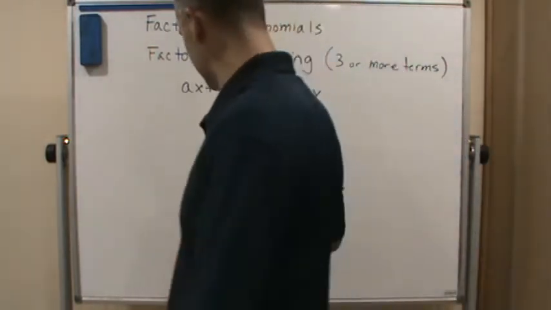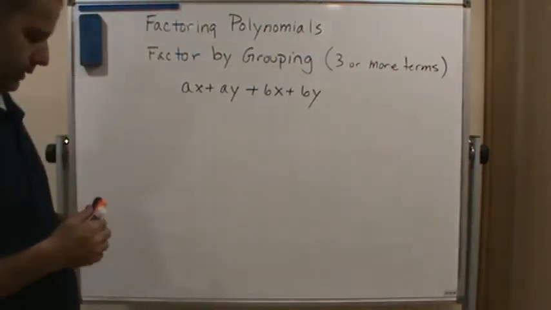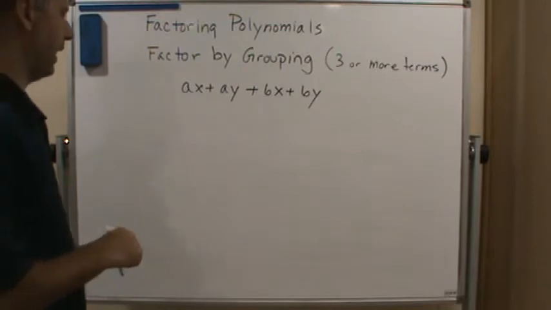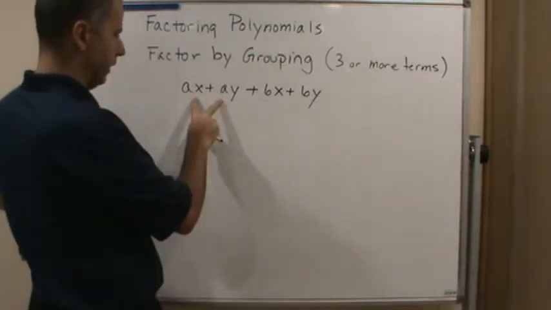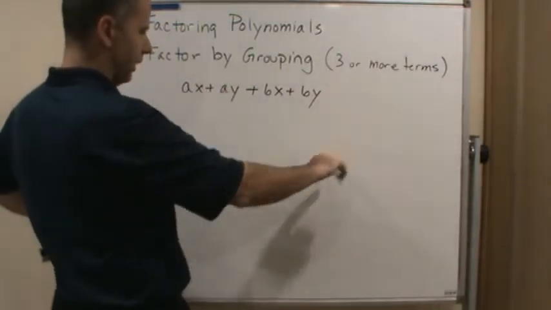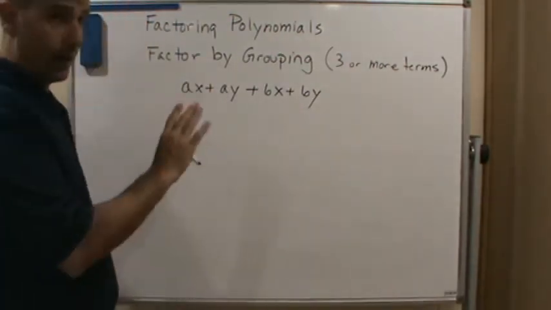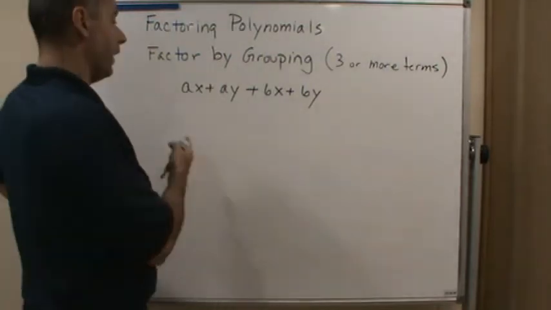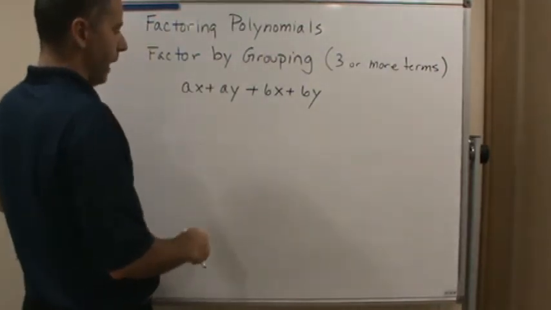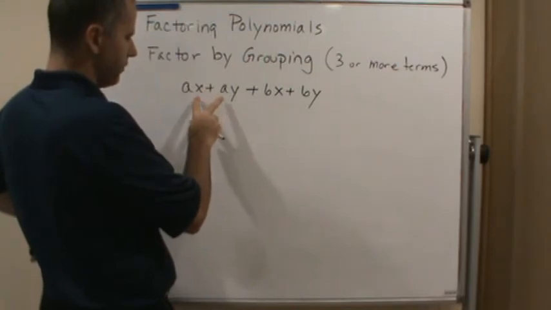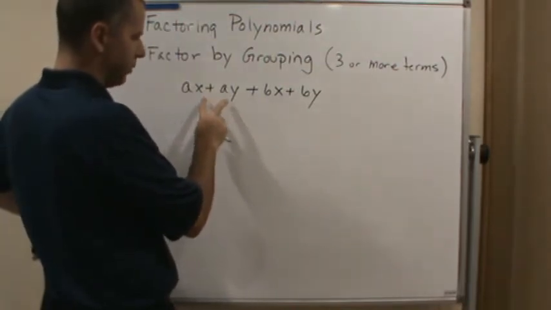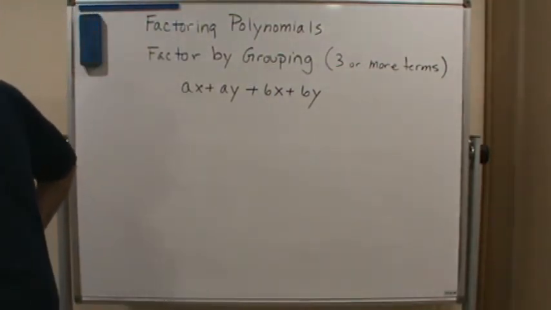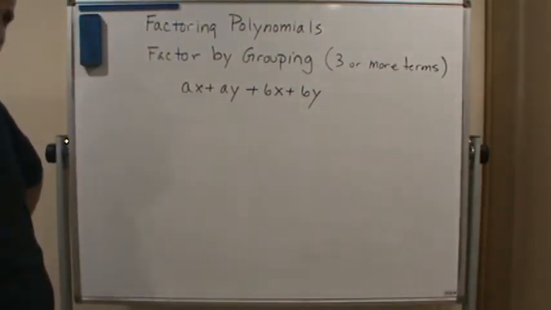So here's an example of something you would try factor by grouping on. Notice that you don't have a common factor in all of the terms. So there's no greatest common factor, right? That's the first thing you always want to try. So here, there is no greatest common factor. But there are common factors in these two terms and in these two terms. So let's group them, factor, and see what happens.